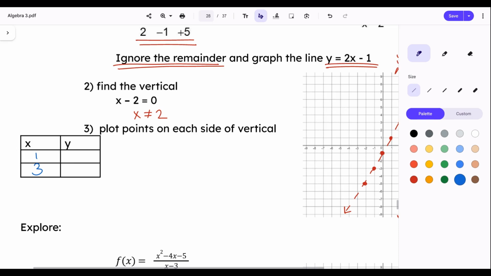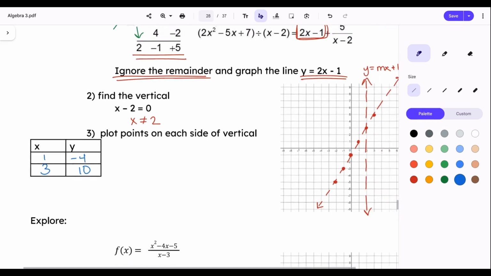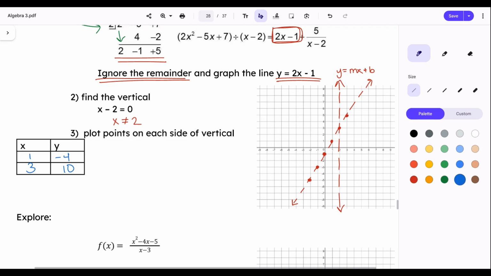Good news is they should be whole numbers. Negative 4 and 10. Good. So now I'm going to graph those points. So 1 goes down to negative 4. 3 goes to 10, which is going to go off my graph a little bit.